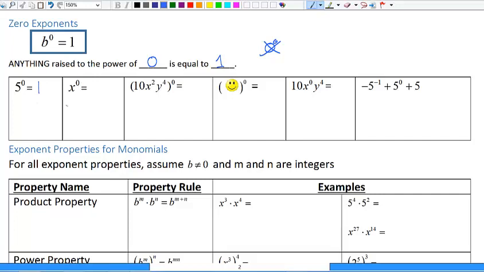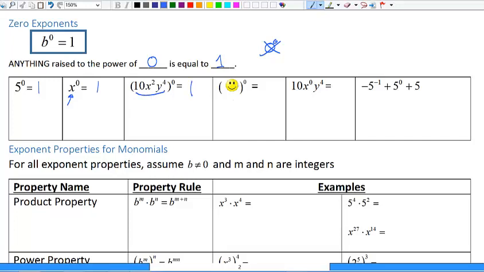X to the 0, even though you don't know what x is, a variable, right? It could be any sort of number. Any number raised to the 0 is 1. How about 10x squared y to the 4th, all of that in parentheses raised to the 0? I don't really care what's in here. Anything raised to the 0 is 1.